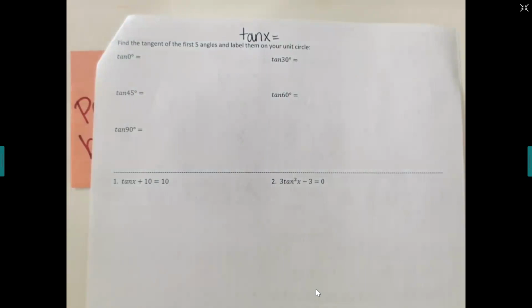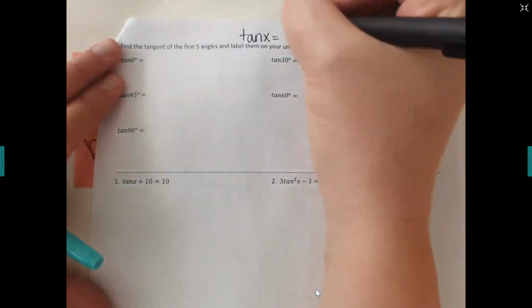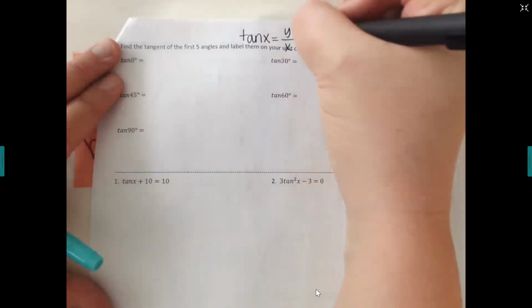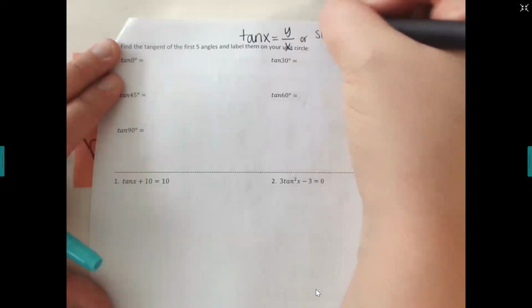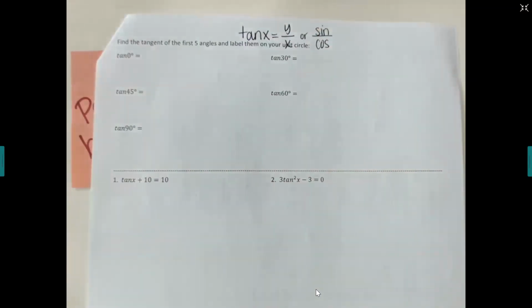Okay. So turn to your last page of notes. We're just gonna run through the tan cotangent examples. How did we find tangent last class? What was the formula? Sine over cosine or y over x. Okay, so I'm gonna mainly stick with y over x. We're gonna find the values for tangent and label them around your circle so that you don't have to find them over and over again.